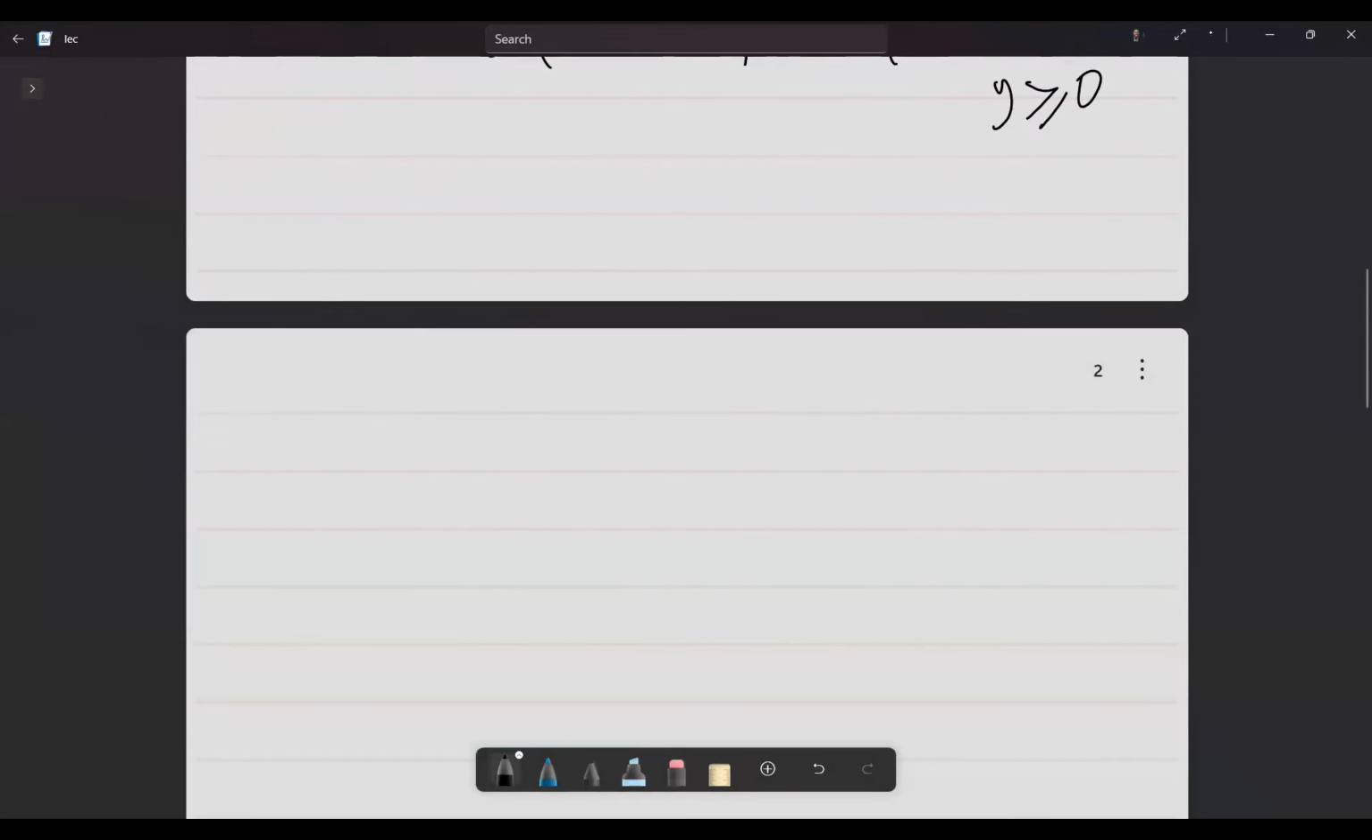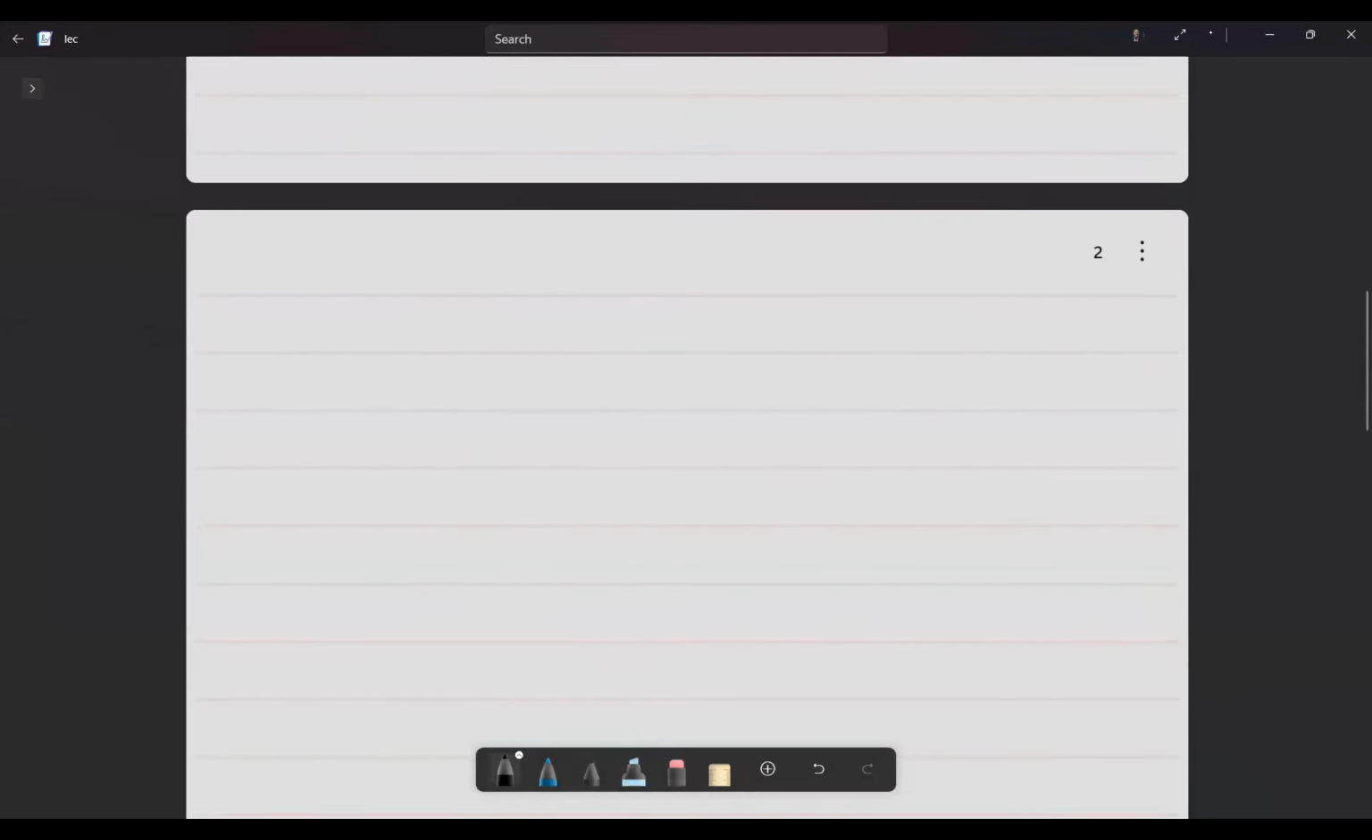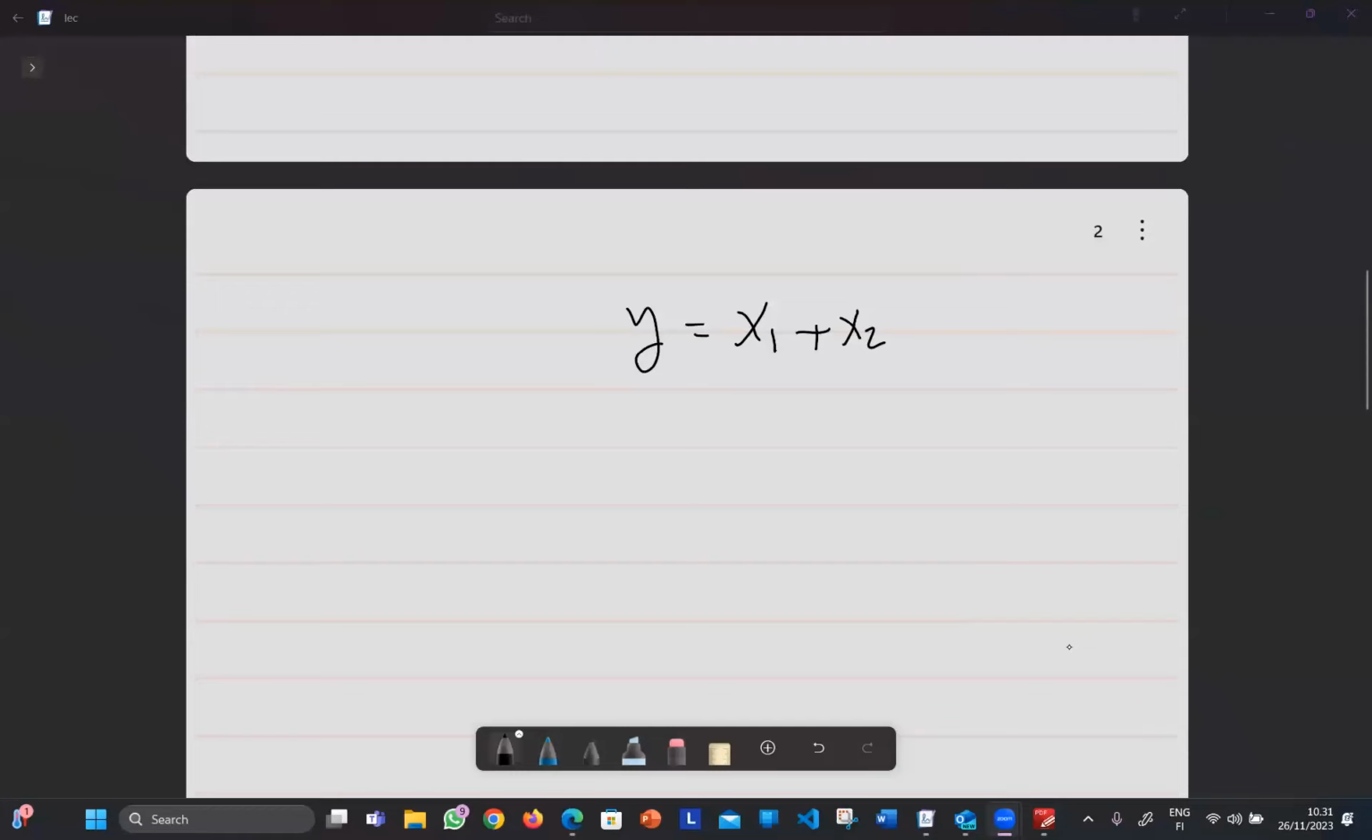The second requirement in this quiz is to find the distribution of y that equals x1 plus x2. Actually, this one also was given, and we showed that the distribution of y will be the convolution between the distribution of x1 and the distribution of x2. I will show you where you find it in the book, in the chapter.